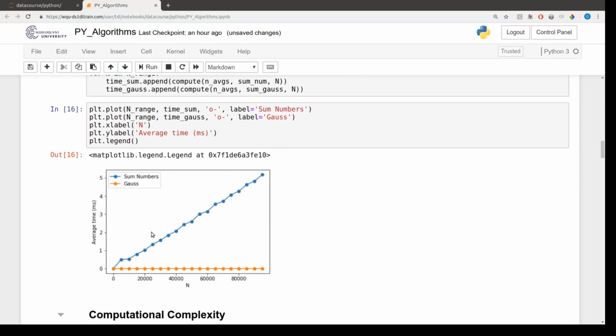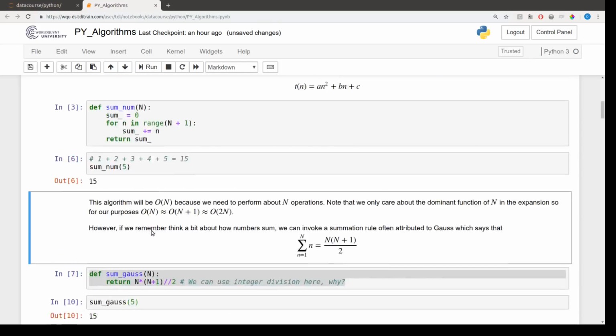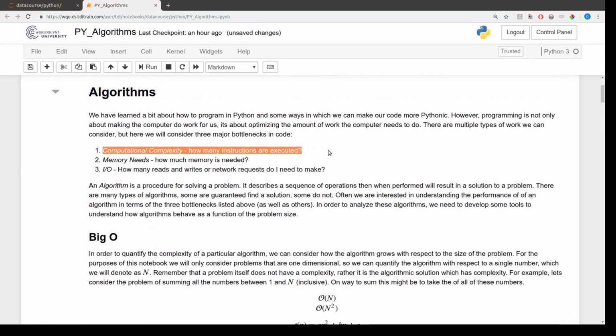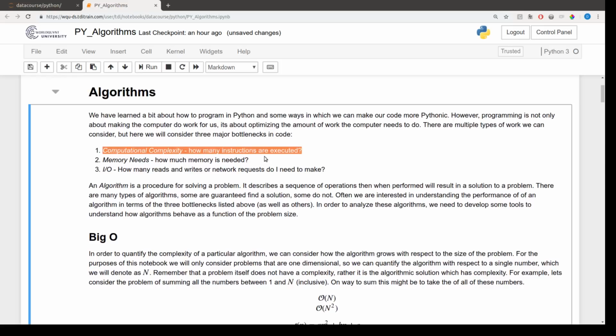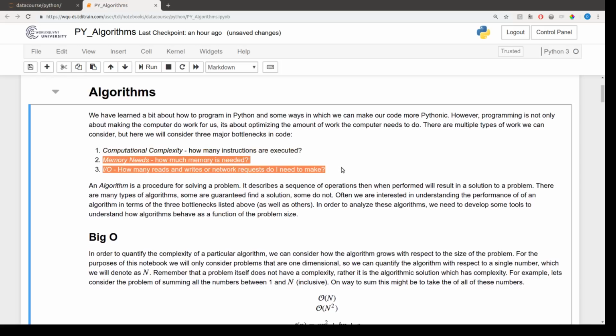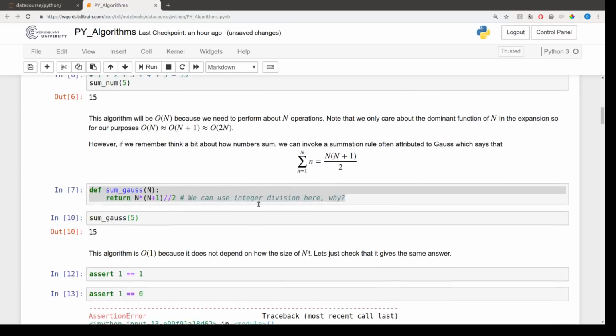So this is just an intro to this idea of analyzing algorithms for how many resources we use to run them. In this example, we focused on the computational complexity. How many instructions did we need to execute? But in future examples, we'll also consider memory needs and input-output, and we'll continue to conduct these kinds of analyses.